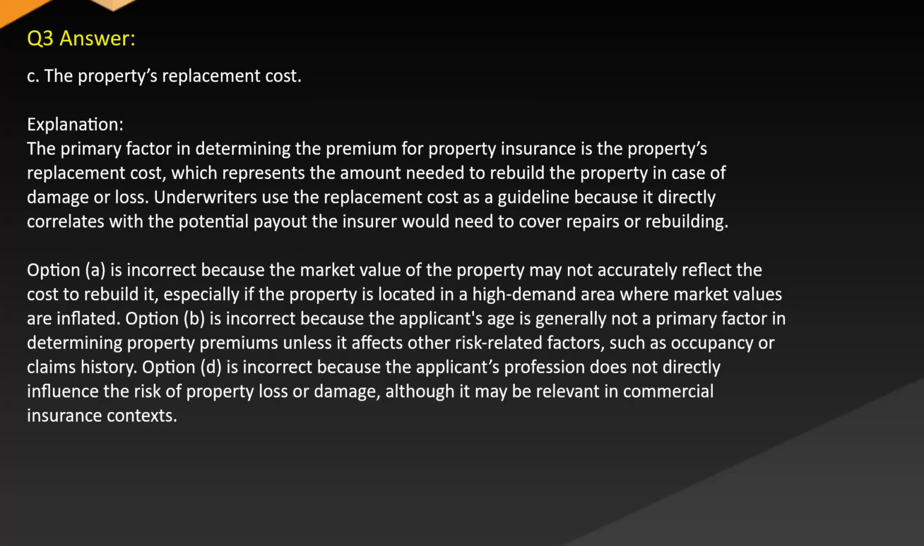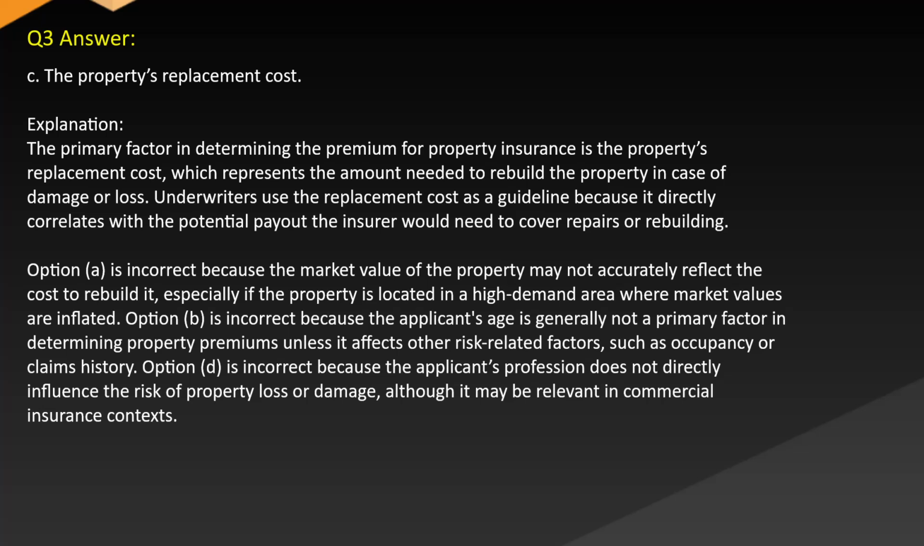Explanation. The primary factor in determining the premium for property insurance is the property's replacement cost, which represents the amount needed to rebuild the property in case of damage or loss. Underwriters use the replacement cost as a guideline because it directly correlates with the potential payout the insurer would need to cover repairs or rebuilding.